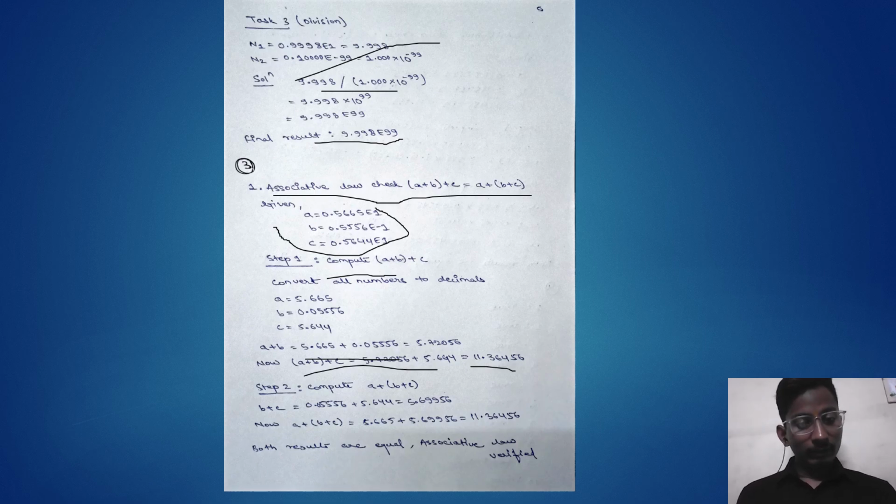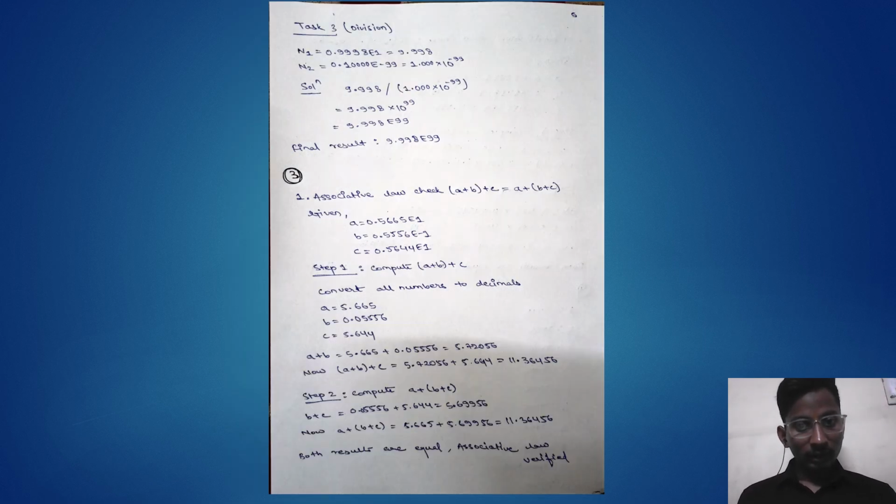The step 2 is to compute A plus bracket B plus C. Bracket complete. B plus C is equal to 5.69956 and the addition of A is equal to 11.36456. Both results are equal. Associative law is verified. The task 3 is division.